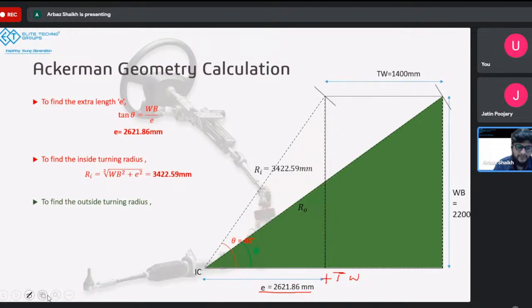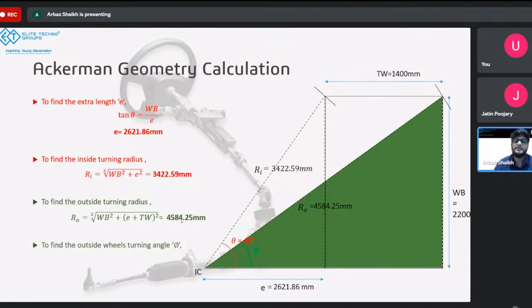And using this and a little bit of trigonometry, you can calculate what will be the RO. So this is the hypotenuse, right? This is the perpendicular side, and we know the base. Since we know the base and the perpendicular, we can calculate the hypotenuse using the Pythagorean theorem, and that comes out to be 4,584 mm. Now lastly, we need to calculate the outside wheel turning angle.